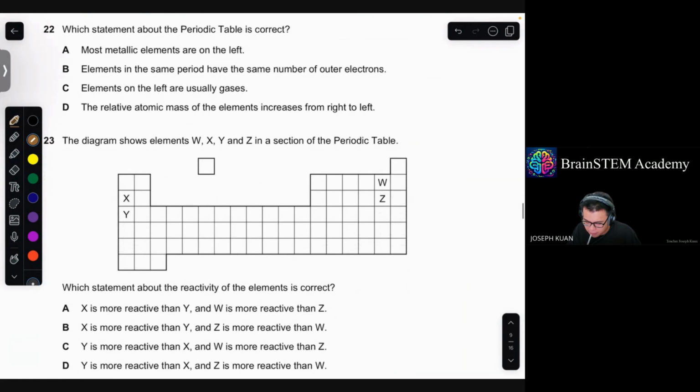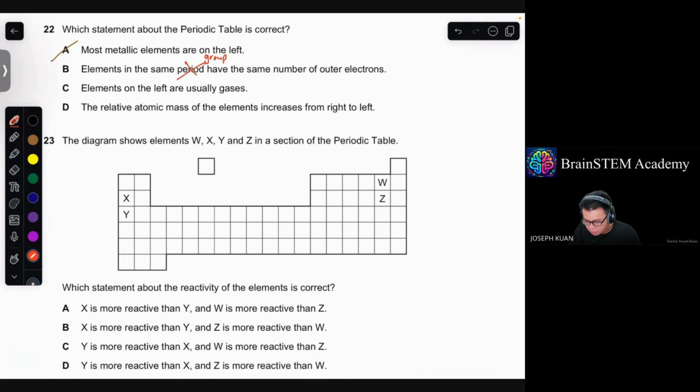Number 22. Which statement about the periodic table is correct? A. Most metallic elements are on the left. That's pretty much correct. Right. So answer is A. Let's look at B, C, D anyway. Elements in the same period have the same number of outer electrons. The more accurate answer should be group, not period. Period has the same number of shells of electrons, not the outer electrons.